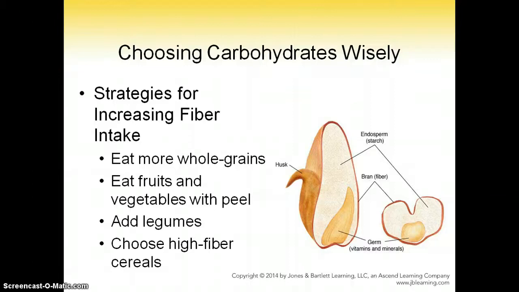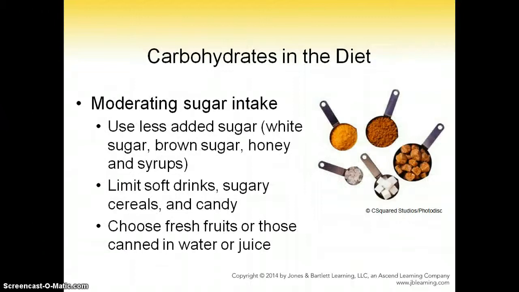And as we look at carbs in the diet, we know we need to moderate the amount of sugar, the less white sugar added. It's actually better to use brown sugar or some of your honeys instead of just the white sugar, and limit soft drinks. Instead, choose fresh fruits and vegetables.